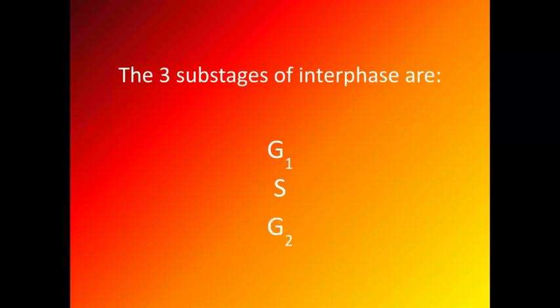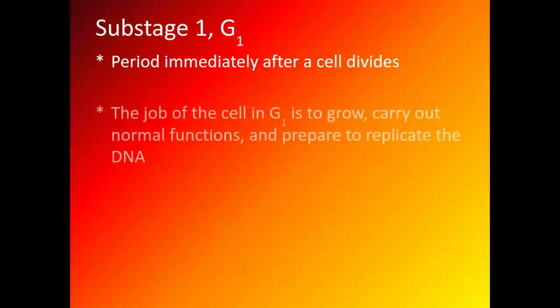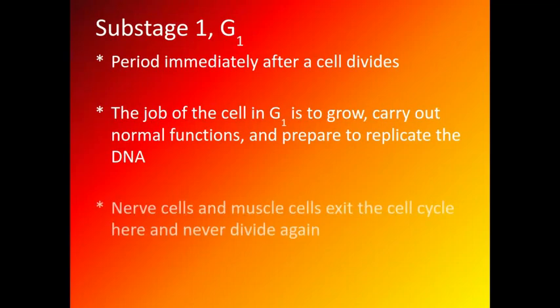So the three substages are G1, S, and G2. So the first one, G1, this is right after a cell divides, so the very beginning. And the job of the cell in this stage is to grow and to carry out the normal functions that we need and to prepare to replicate. And then the nerve and the muscle cells, they exit the cell cycle here and don't divide anymore. So they kind of follow a little bit different cycle there.